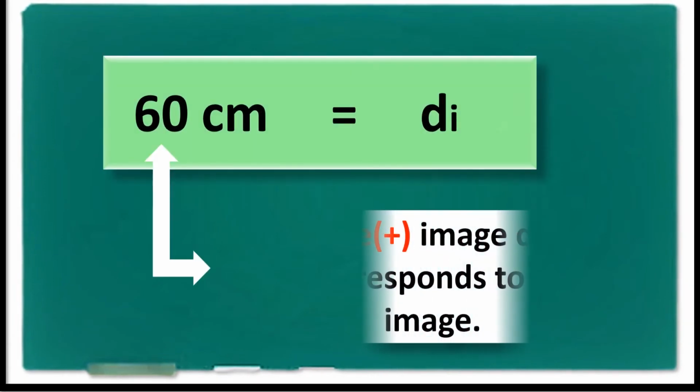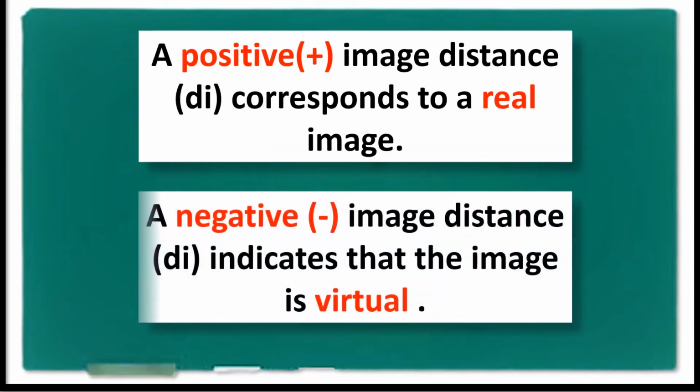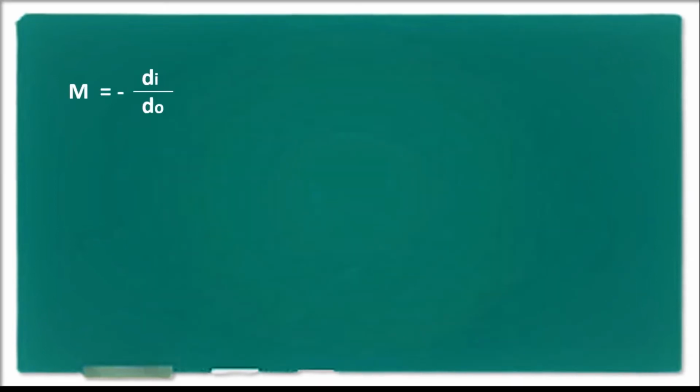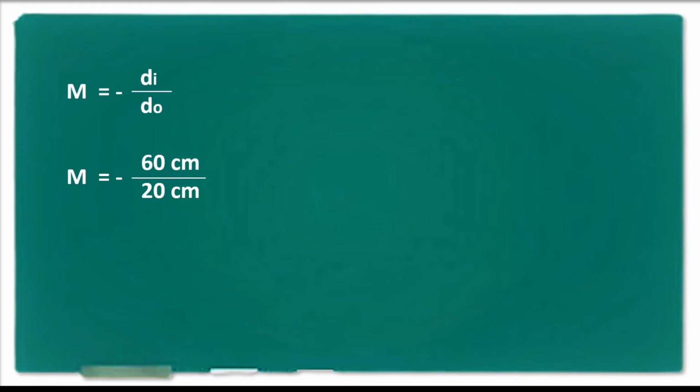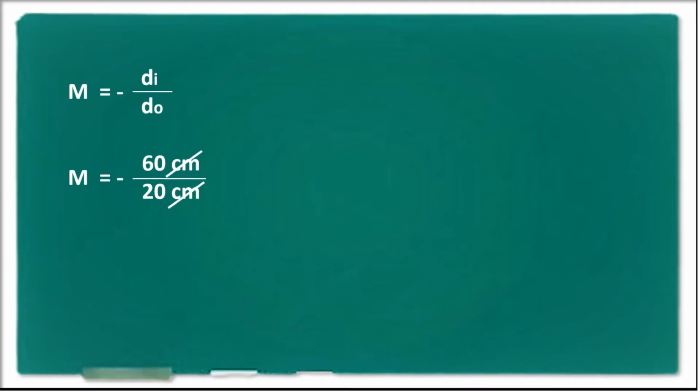A positive image distance corresponds to a real image. On the other hand, a negative image distance indicates that the image is virtual. Okay, class, let us now calculate the magnification using the formula m equals negative di over do. Our image distance is 60 centimeters and the object distance is 20 centimeters. By substituting these values, we have m equals negative 60 centimeters over 20 centimeters. Then, we will simply divide 60 by 20 and cancel the unit centimeters. So, our final answer for magnification is negative 3.